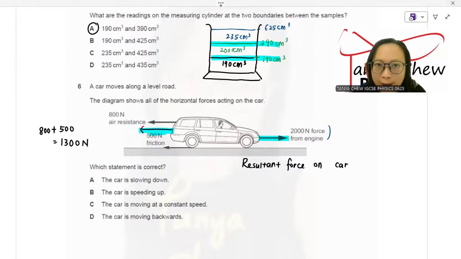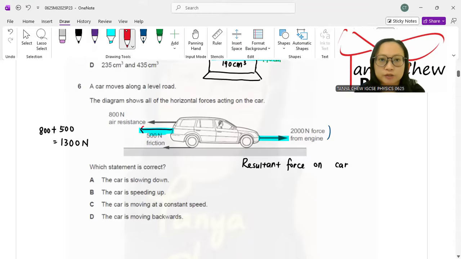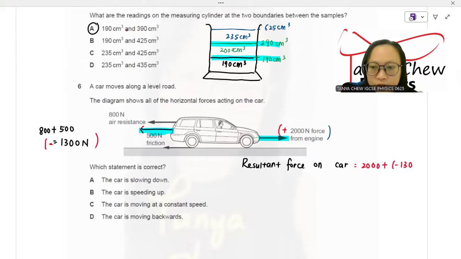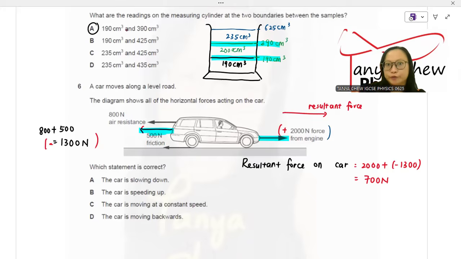But hey, don't forget, force is a vector quantity. So you have to consider positive and negative directions. Right, so forward force, I will consider it as positive direction. And backward force, which is 1,300, I'll put it as negative direction. Right, so the resultant force on the car is 2,000 plus negative 1,300, and I got 700 Newton forward. So this is the resultant force. Resultant force of 700 Newton.